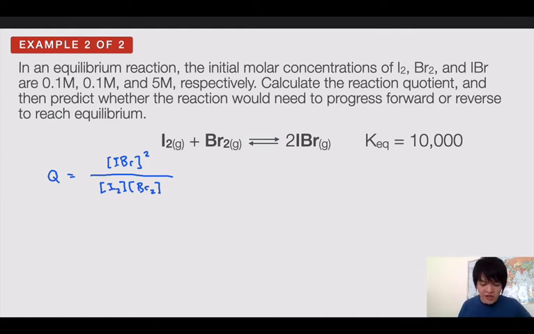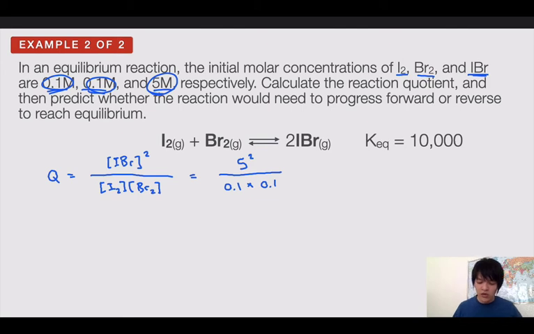Now we're going to start plugging things in. What's the concentration of our iodine monobromide? It's 5 molar. So we're going to plug 5 in. Remember to square it because that was in our equation. On the bottom, we need to write down the concentration of iodine gas, which is 0.1 molar. And we're going to multiply it by the concentration of bromine gas, which is 0.1 molar as well. I hope you're seeing how I'm getting those numbers right there.